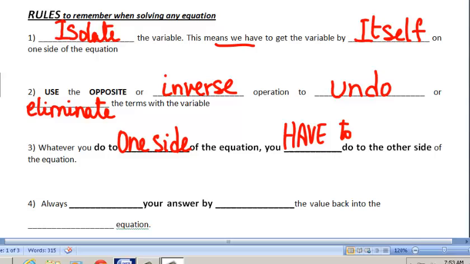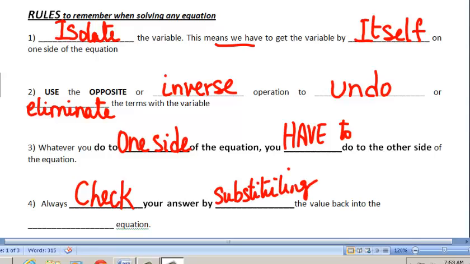Remember, like equivalent fractions, what you do to the numerator you have to do to the denominator, and vice versa. And the last one, but not the least, is always to check your answer by substituting the value back into the original equation. And this is what we just did when we said checking solutions.